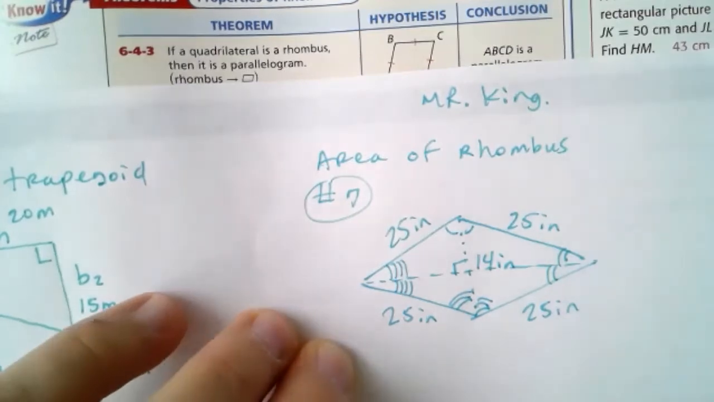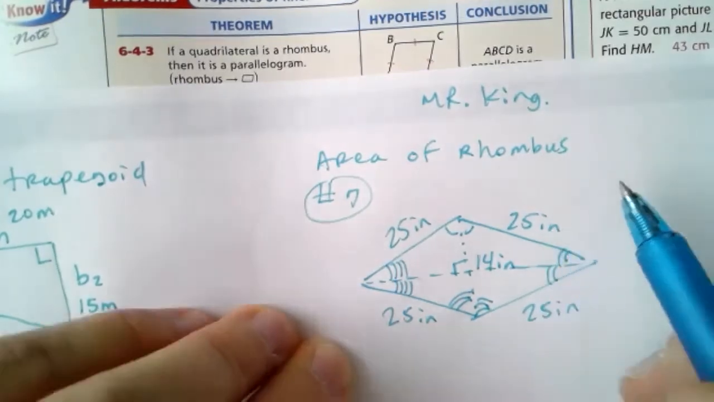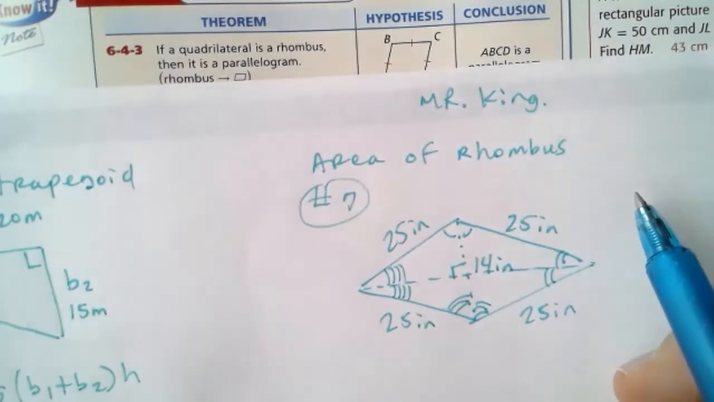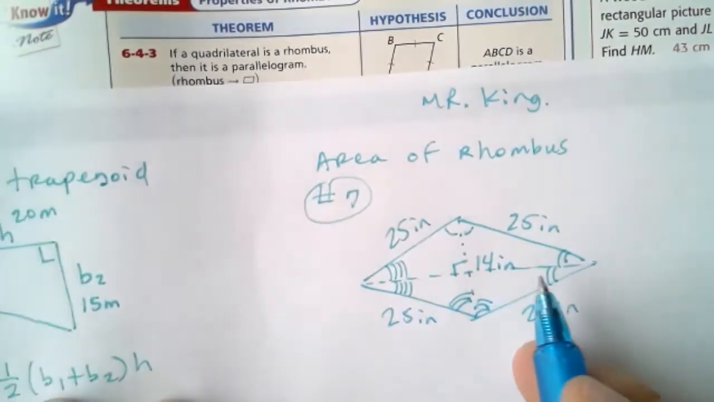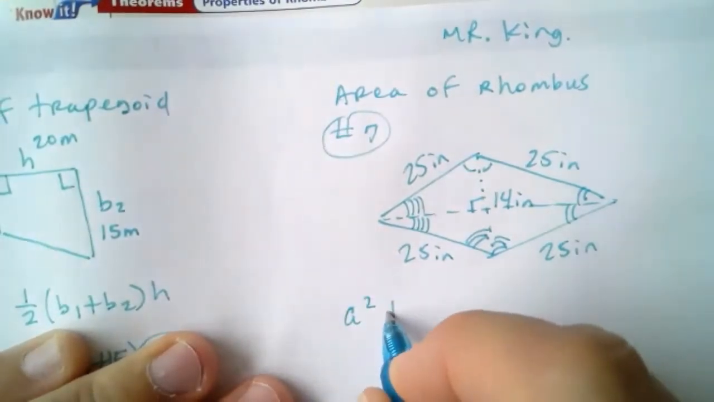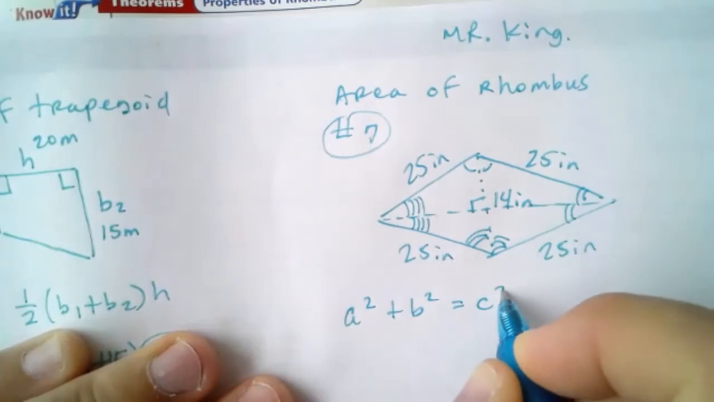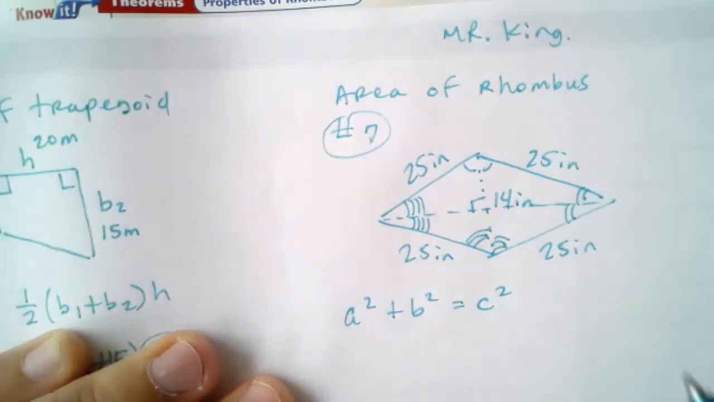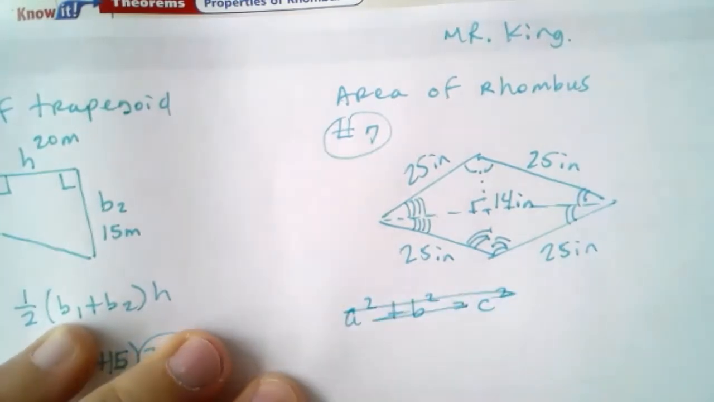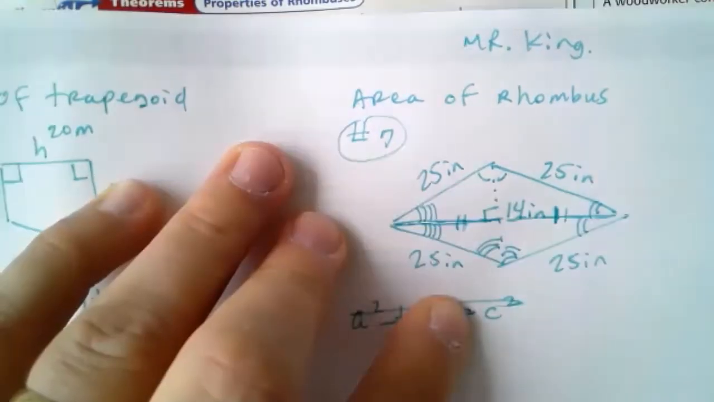What you can do is come back here and use the Pythagorean theorem. All right, now let me pause just a minute, just hold on just a sec, recording again.